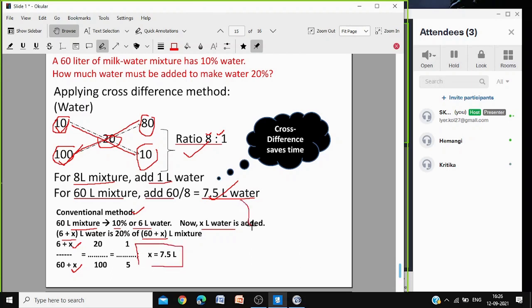But instead of this method, the cross difference method is time saving. 10% water is mixed with 100% water until the average becomes 20% water. See the cross difference, you get the ratio. Got it, Betty? How the cross difference saves time?